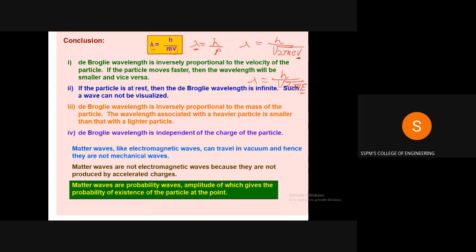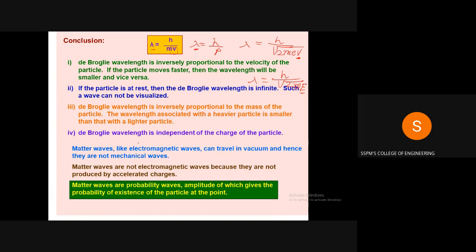Next, de Broglie wavelength is inversely proportional to the mass of the particle. Just now we have said that the wavelength associated with a heavier particle is smaller than that with a lighter particle, and vice versa. De Broglie wavelength is independent of the charge of the particle.